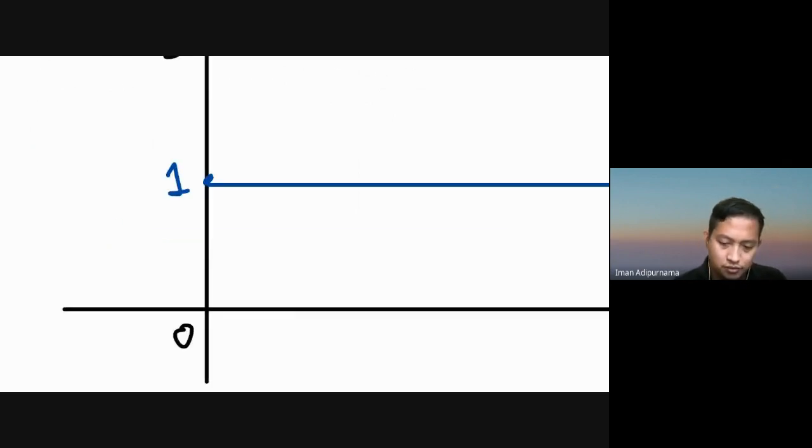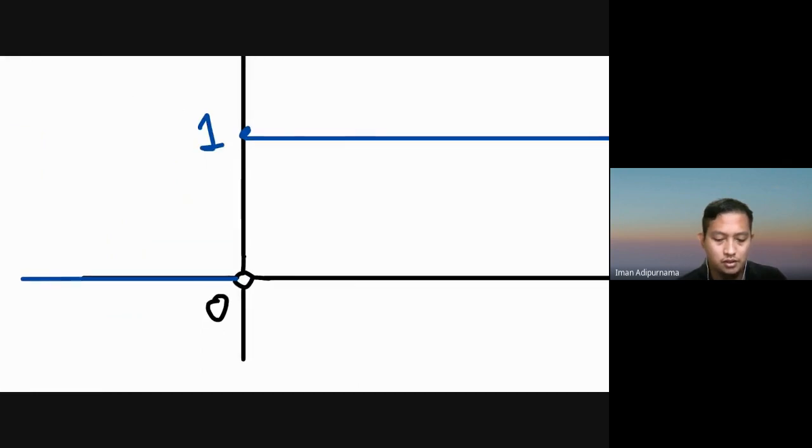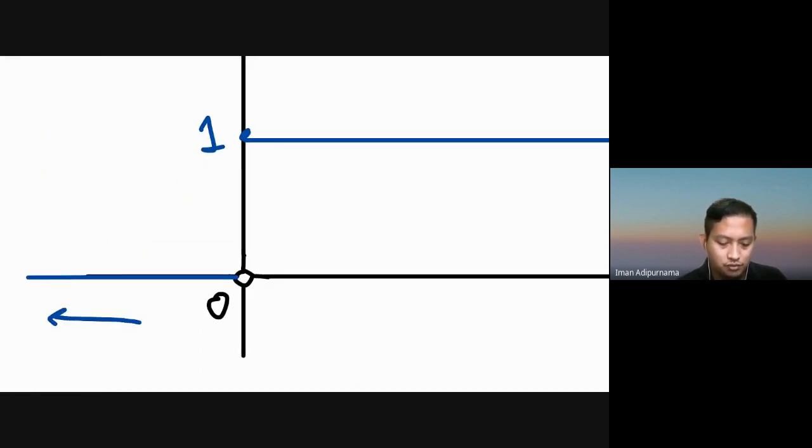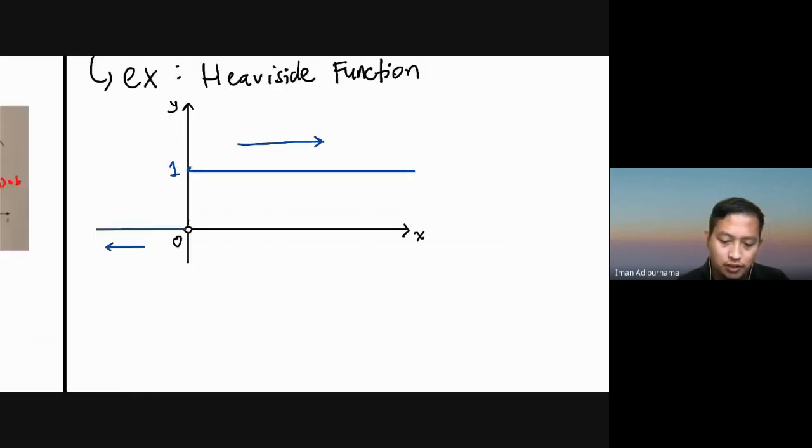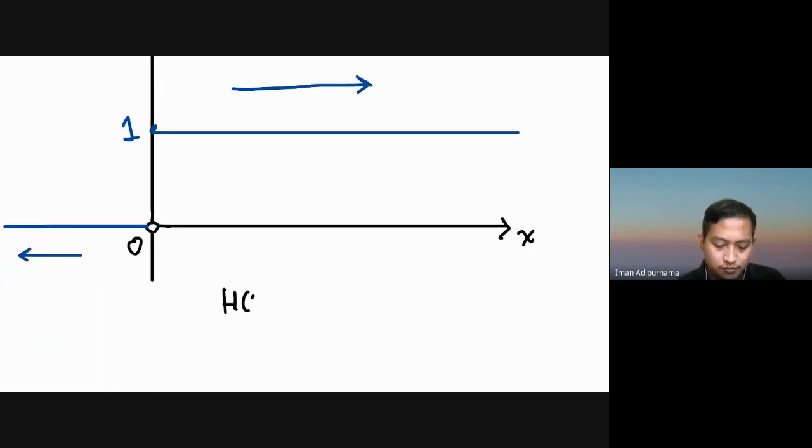So the function is from 0 to the left, to negative infinity, and the function here is going from 0 to positive infinity. Okay, so we call this the Heaviside function, or we can write it in piecewise form.